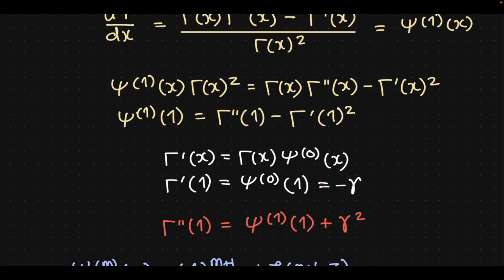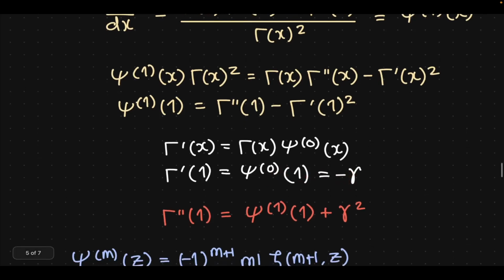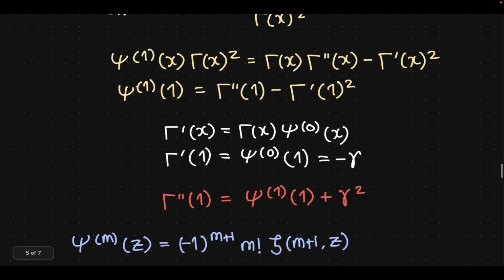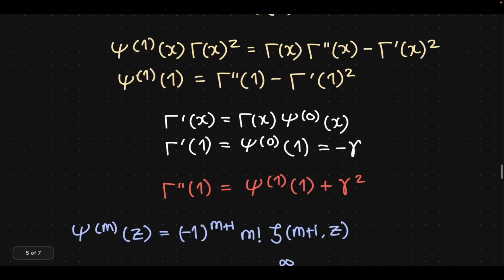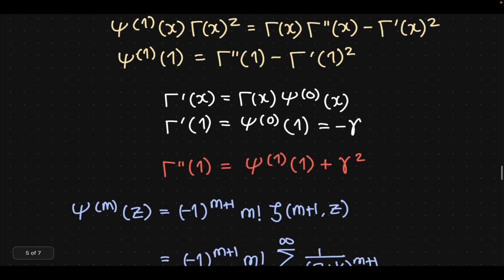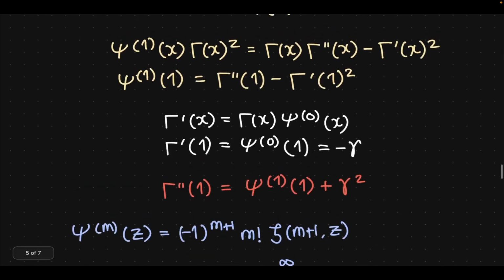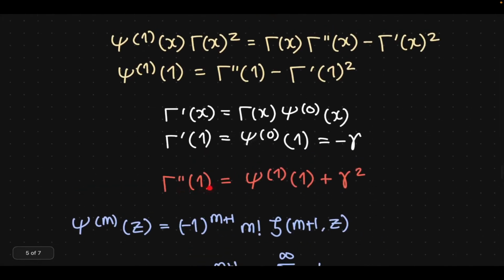So now digamma of 1, or polygamma order 0 of 1, is actually negative Euler-Mascheroni constant. I have made a video on this. Please check it out. I've explicitly calculated it from the integral representation of the gamma function, and it's a very, very satisfying result. So we finally get the equation that gamma double prime of 1 is actually polygamma order 1 of 1 plus the Euler-Mascheroni constant squared.